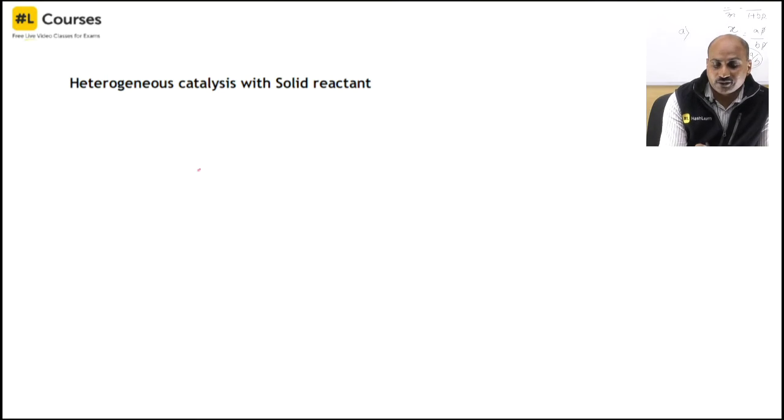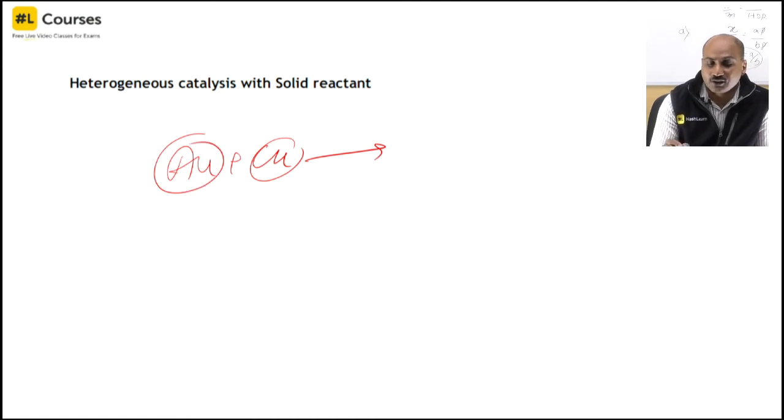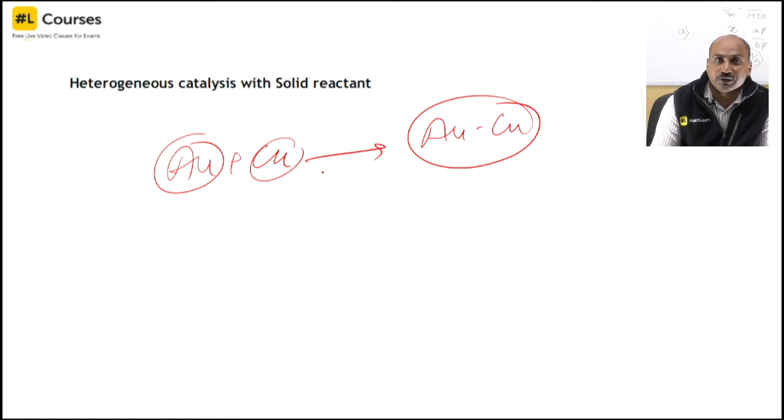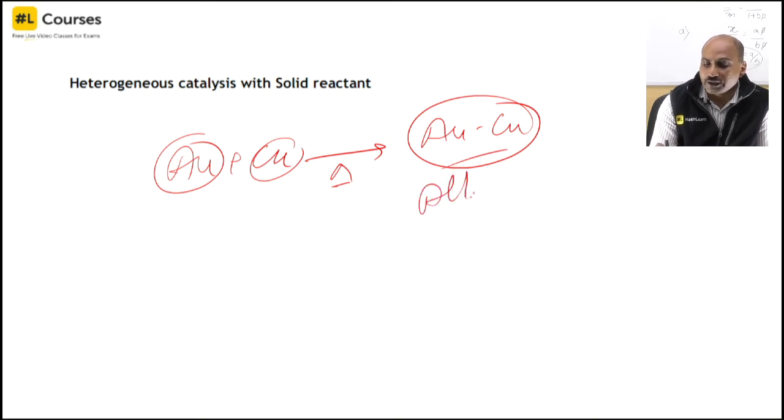Another example for solid catalysis is alloy formation, Au plus copper. They themselves have active centers to form AuCu. This is what happens in gold alloy formation. There I do not require anything else, automatically you get an alloy. I cannot call this a solid reaction, because the lattice points of gold and copper get into each other with the help of temperature. So here temperature is very important.